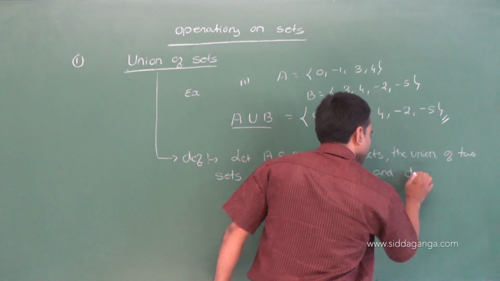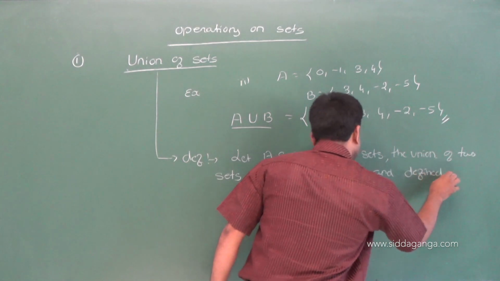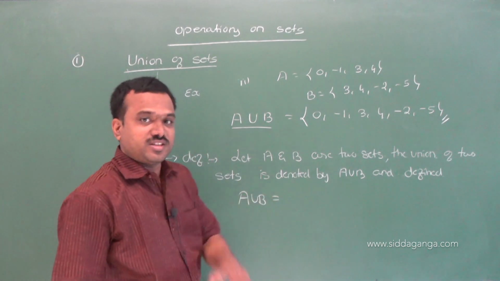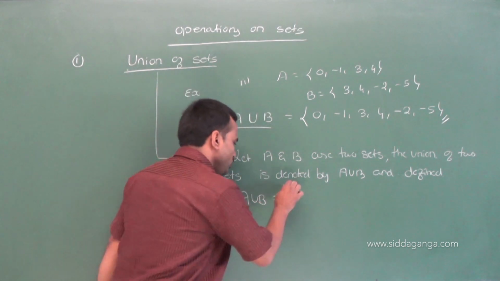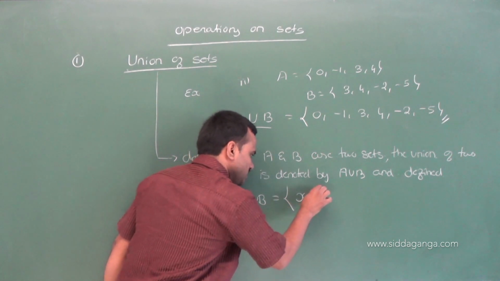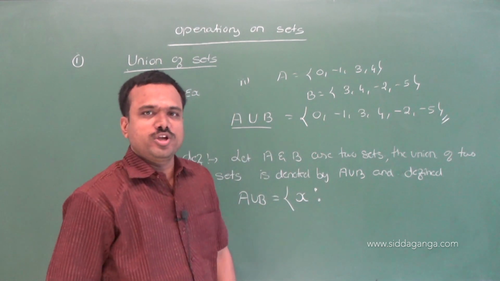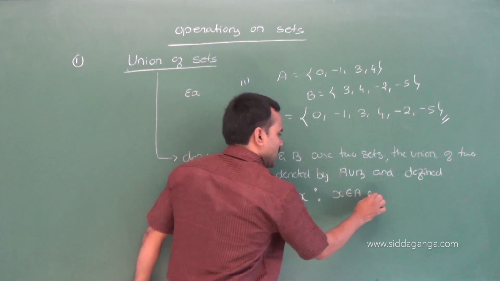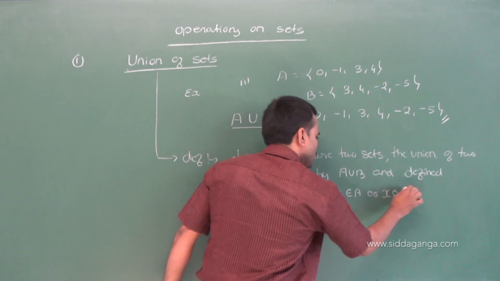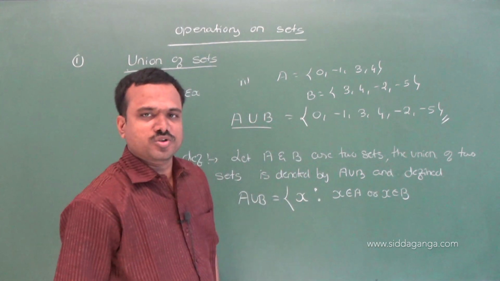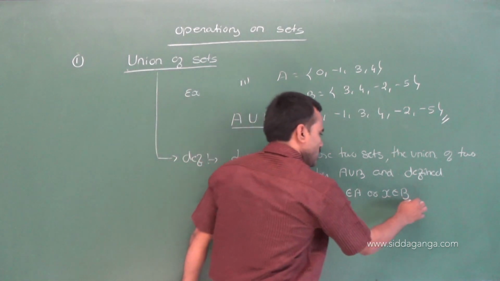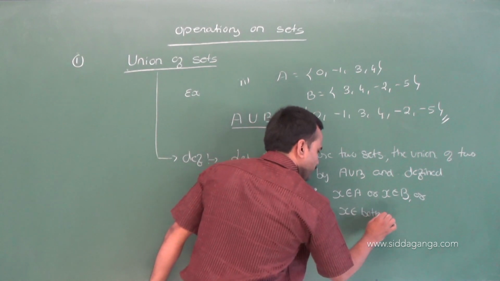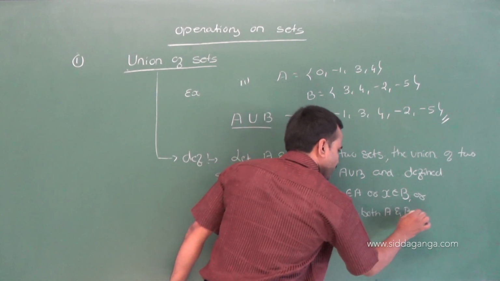A union B is equal to, I write in the set builder form, A union B is equal to X such that X belongs to A or X belongs to B, or I read below, X belongs to both A and B.